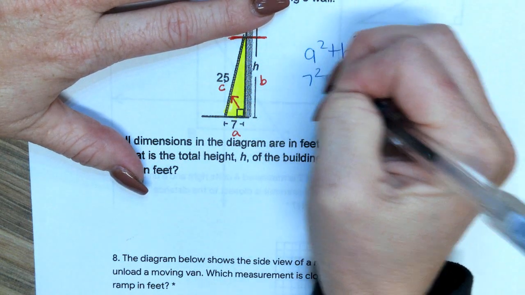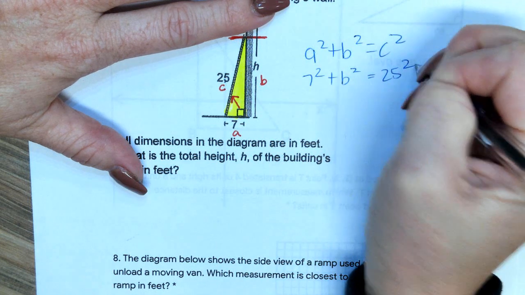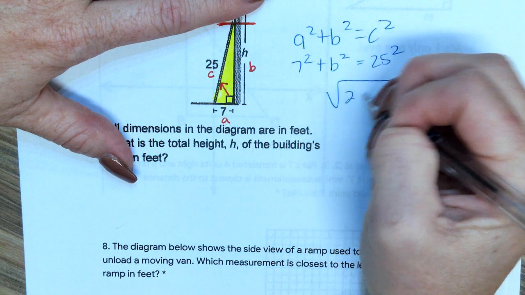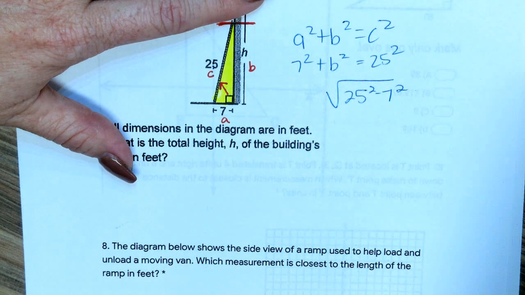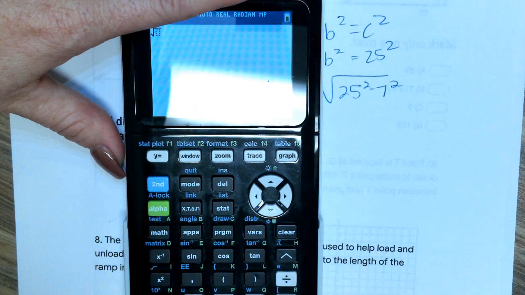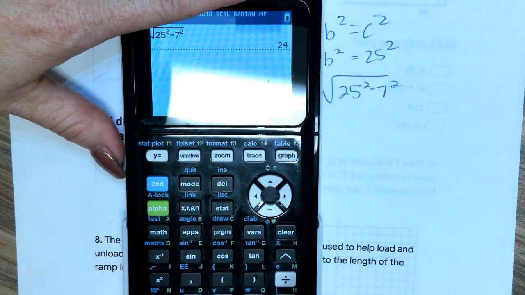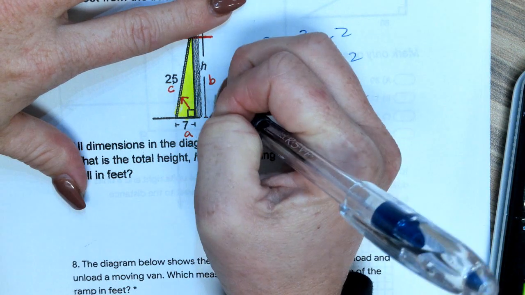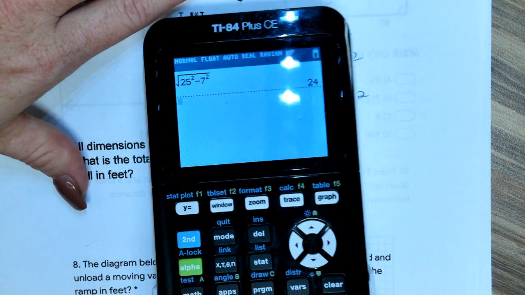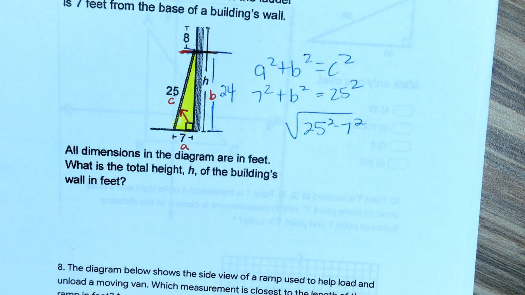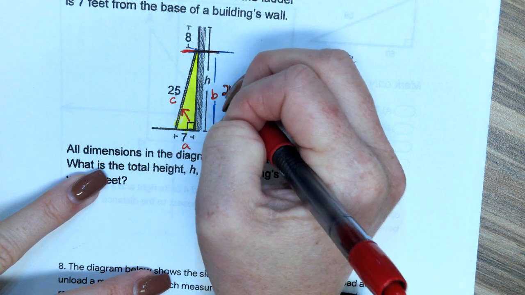So I have 7 squared plus B squared equals 25 squared. And I'm going to subtract, and I think a lot of you have learned the shortcut where you just do the square root of 25 squared minus 7 squared. Have y'all all learned that shortcut? And that is this number right here. From here all the way up to the top of the triangle, that is 24. But that's not my answer. And we're going to talk about why.